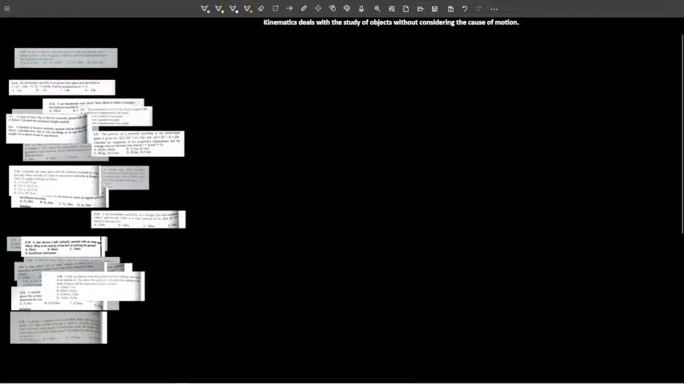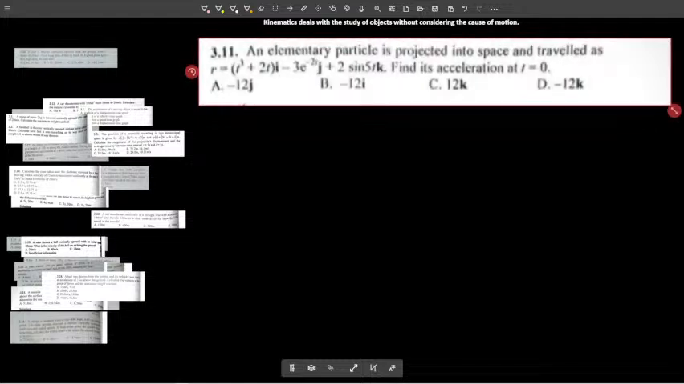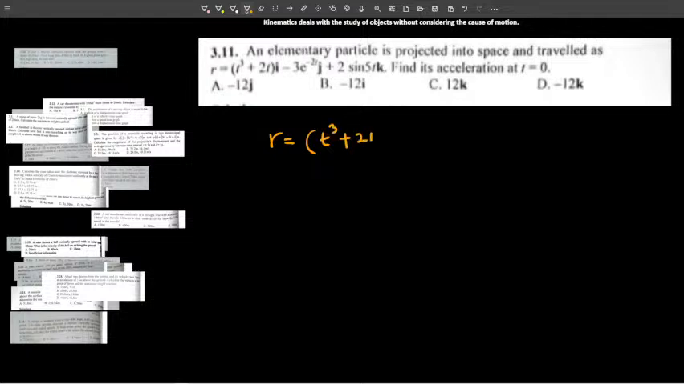Let's take a look at this one. I hope you can see. If you can't see the question, please let me know so I can increase the size. In case you can't see it, I'm going to read it out. I'm going to rewrite it anyway. An elementary particle is projected into space and travels as r is equal to, in brackets, t raised to power 3 plus 2t, i.